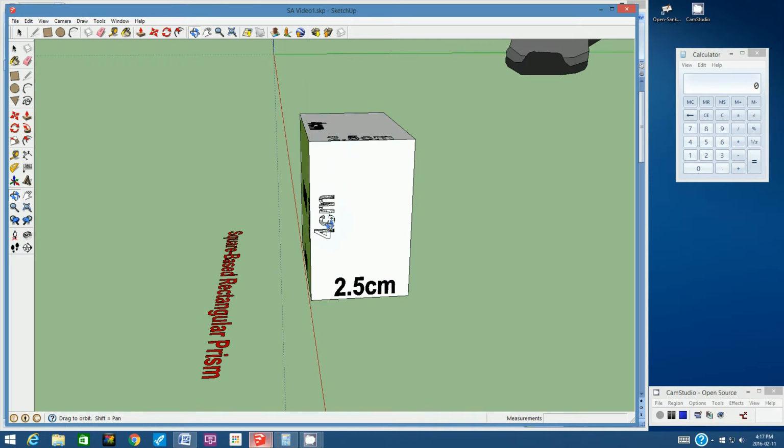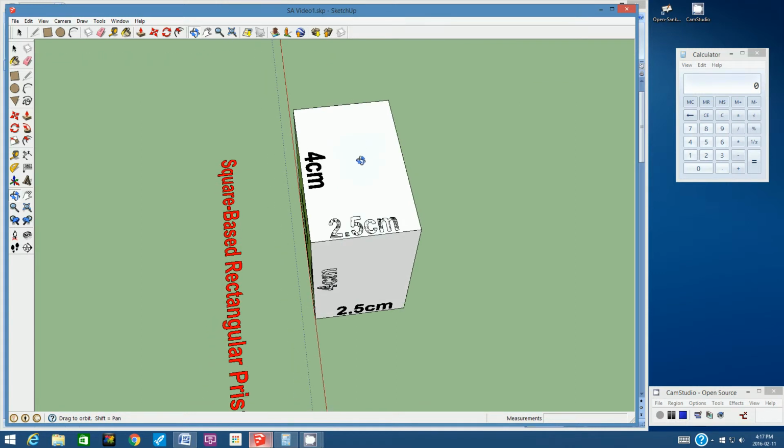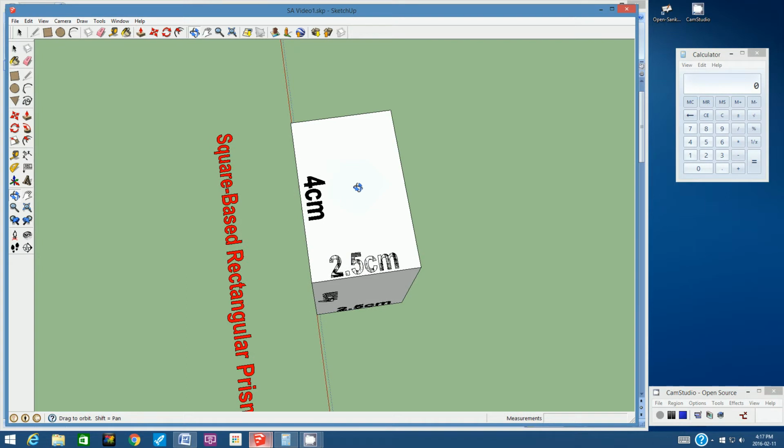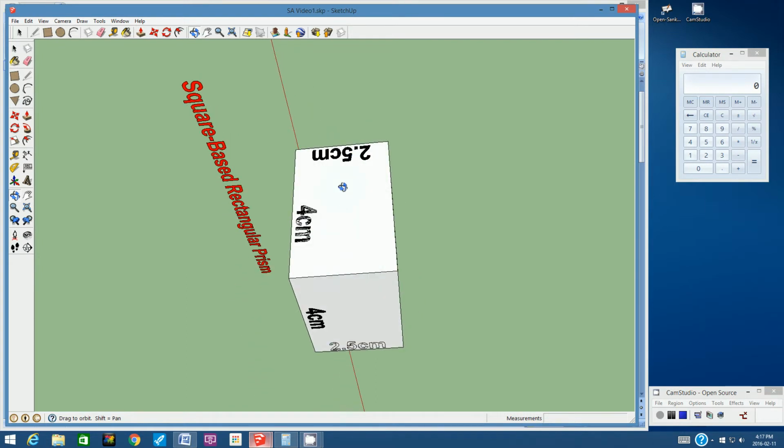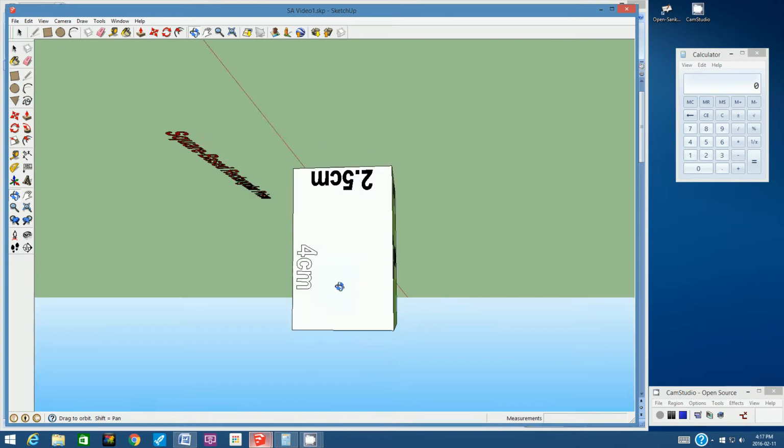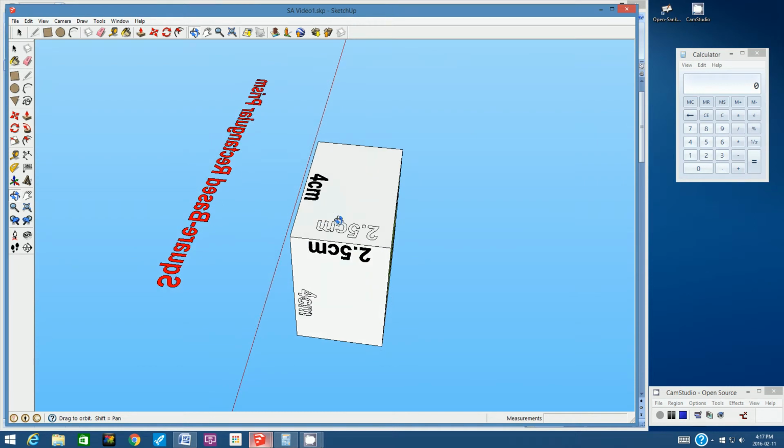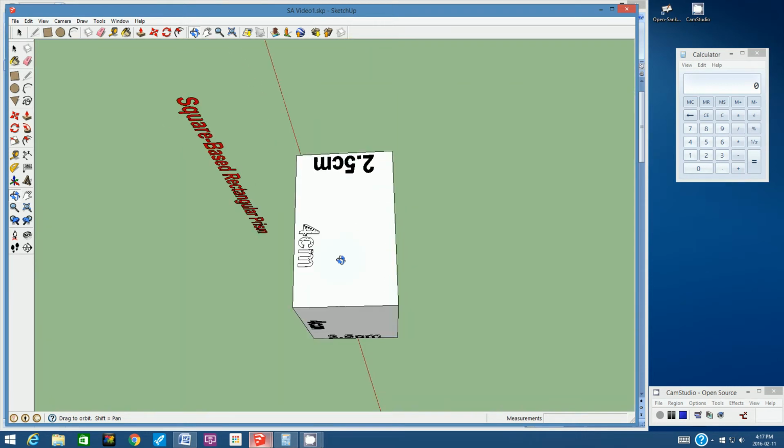Now let's have a look at these rectangles. This rectangle has a length of 4 centimeters by 2.5 centimeters. The top, the same, 4 centimeters by 2.5. The left side, 4 centimeters by 2.5. And then the bottom, 4 centimeters by 2.5.